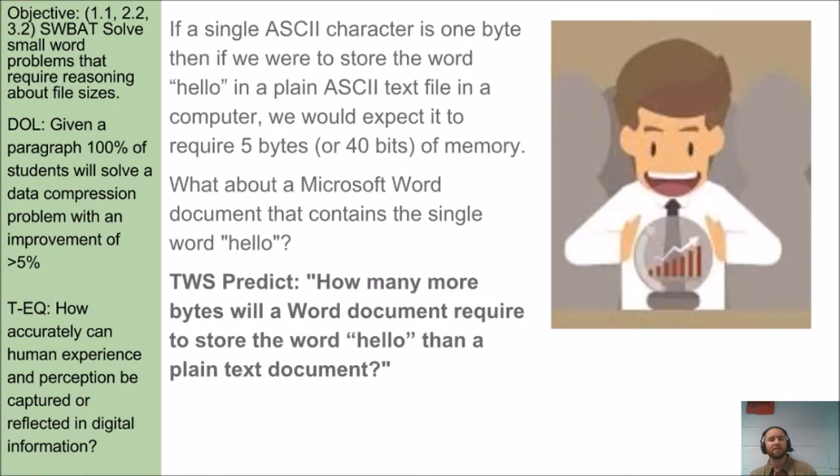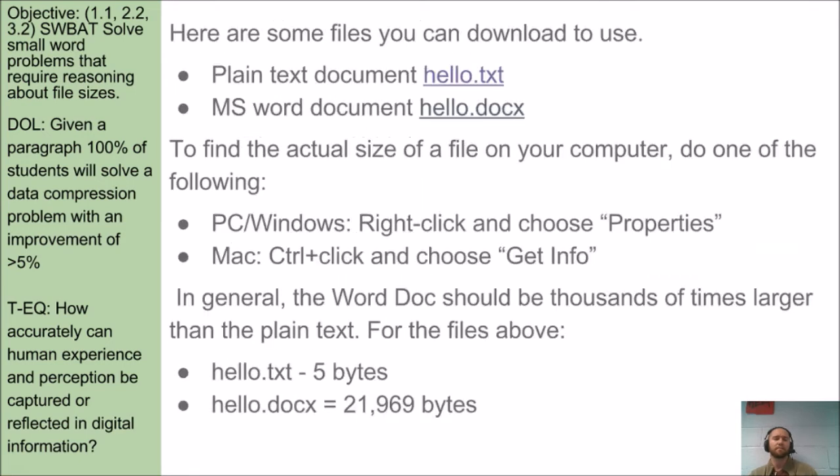Well, let's find out. If a single ASCII character is 1 byte, then if we were to store the word hello in a plain ASCII text file in a computer, we would expect it to require 5 bytes, or 40 bits, of memory. What about a Microsoft Word document that contains the single word hello? Think right here, predict how many more bytes will a Word document require just to store the word hello than a plain text document.